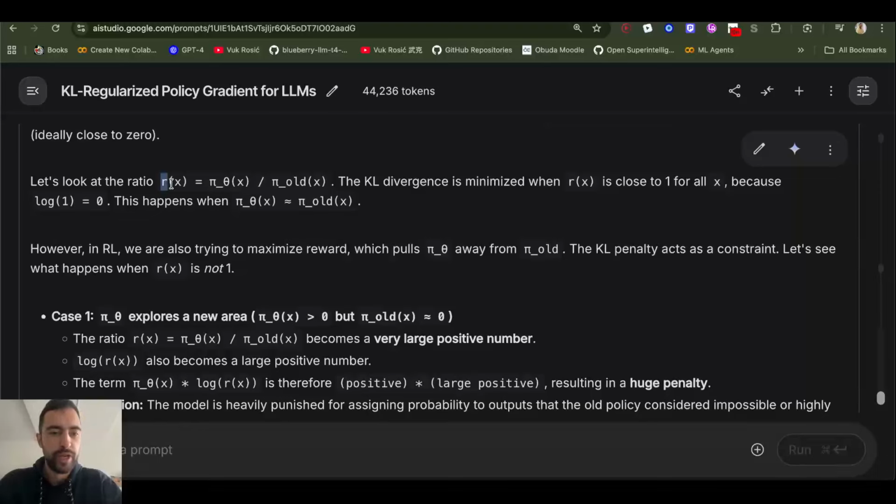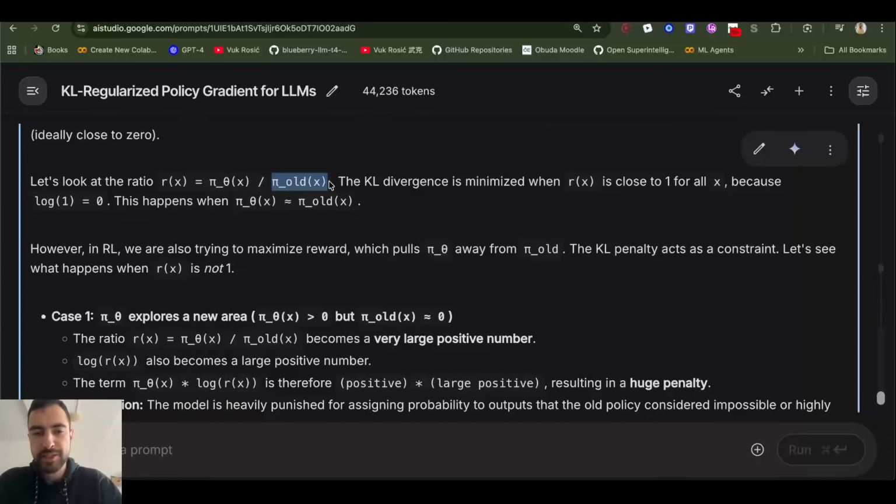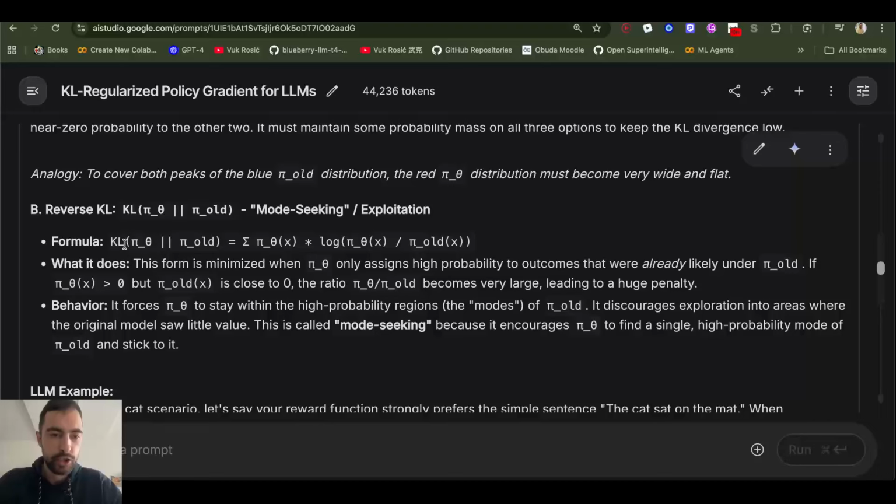So we have this ratio of the new probability over the old probability distribution. And we want this ratio to be as close to 1 as possible, because then log of 1 will be 0. If you look at the formula here, we want to make this result, the KL divergence, as small as possible. So if we have the log of this ratio, and it's log of 1, then it's going to be 0 here, so this KL divergence will be 0.